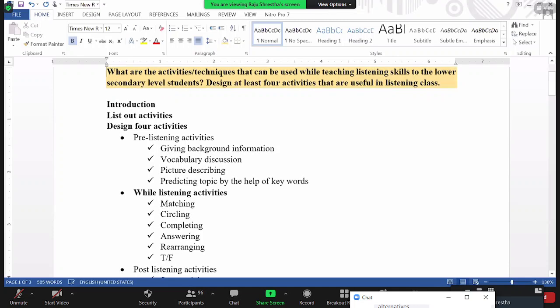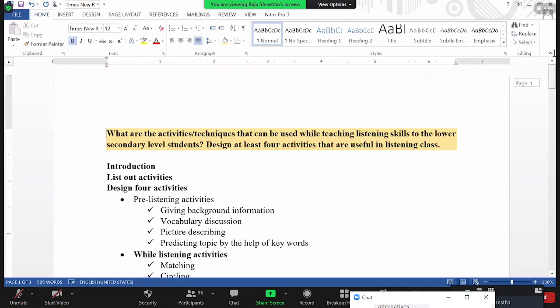You can write this also. Answer for your answer will fit, but what it is looking for is, yes, Simon says dictation. But if you write matching, circling, completing, arranging, your answer won't be wrong.